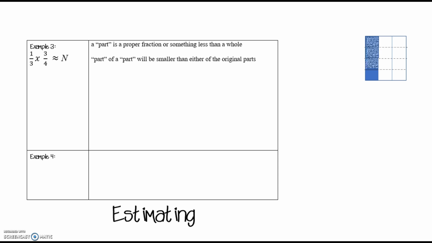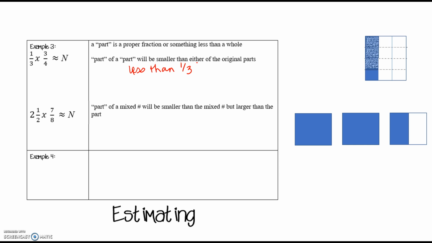So you can see here the shaded parts are much smaller than the original dark blue 1/3. So a part of a part will be smaller than either part. So my estimate here, since 1/3 is the smaller of the two fractions, is going to be less than 1/3.